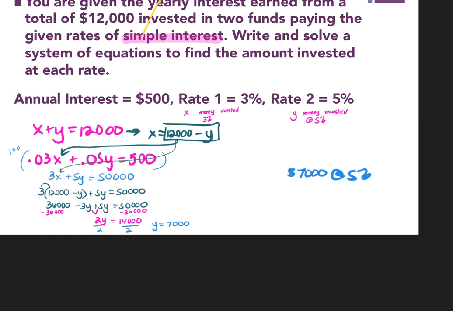How do I find out how much was invested at the 3%? I can plug it back in, and the easiest place is the one I solved for x. The total investment was 12,000, so if I invested 7,000 at the 5%, 12,000 minus 7,000 equals 5,000, which was the amount invested at 3%.